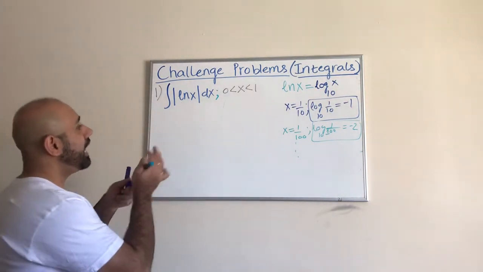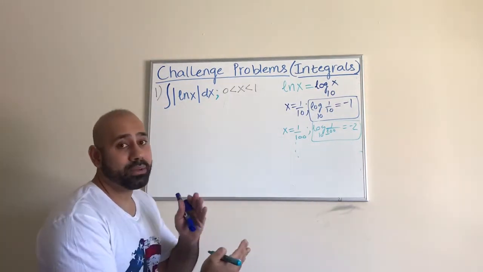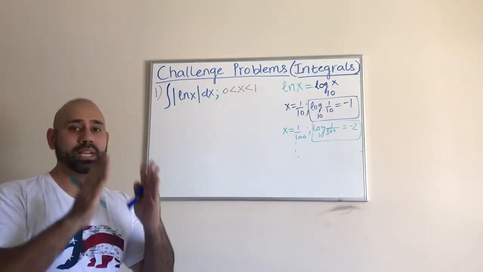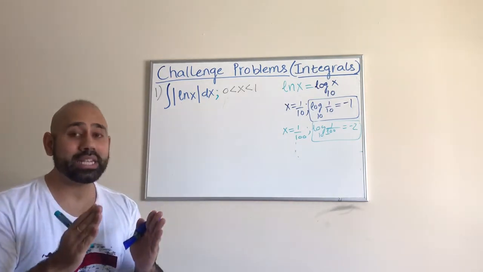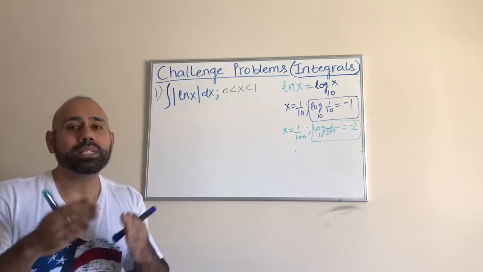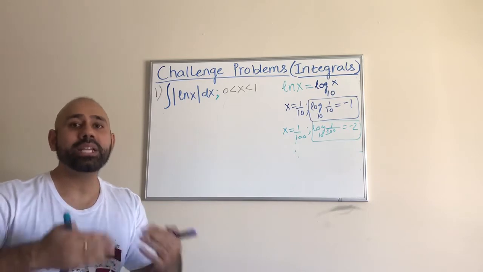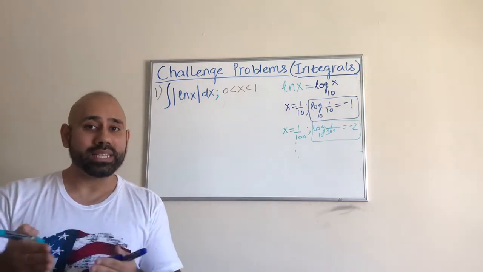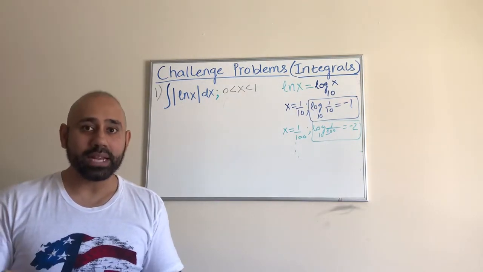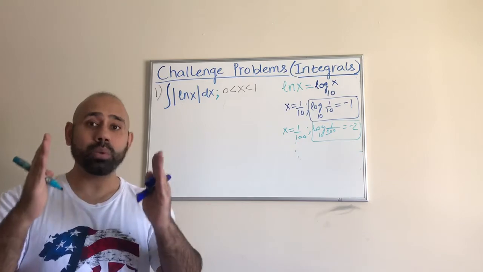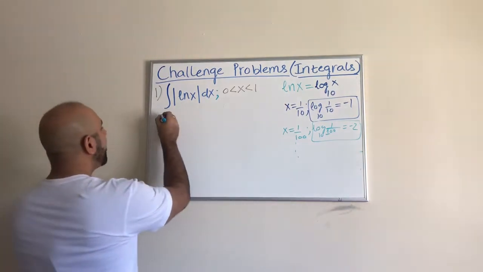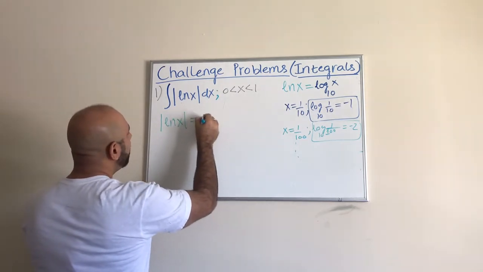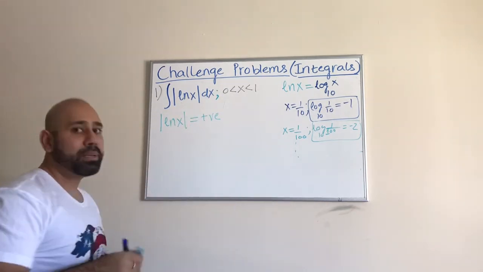The ln of x is always going to give me a negative number here, right? But what do we know about absolute values? The absolute value of any quantity is always positive. Why? Because absolute value is the distance. One of the ideas of an absolute value is the distance from the origin, and distance is always going to be a positive quantity, right? So the absolute value of any quantity is always positive. What does that mean? That means the absolute value of this ln of x is always going to be a positive quantity.